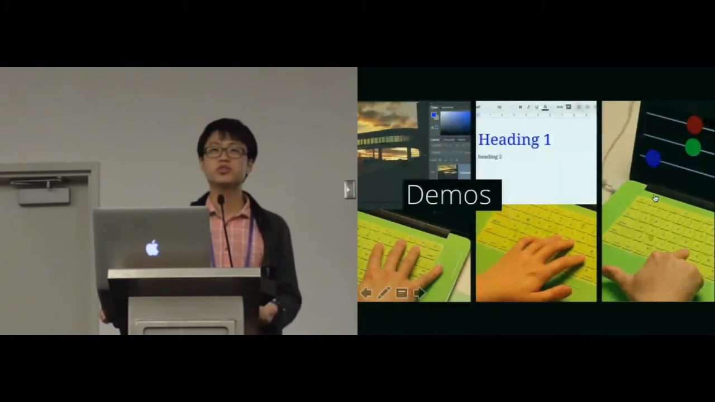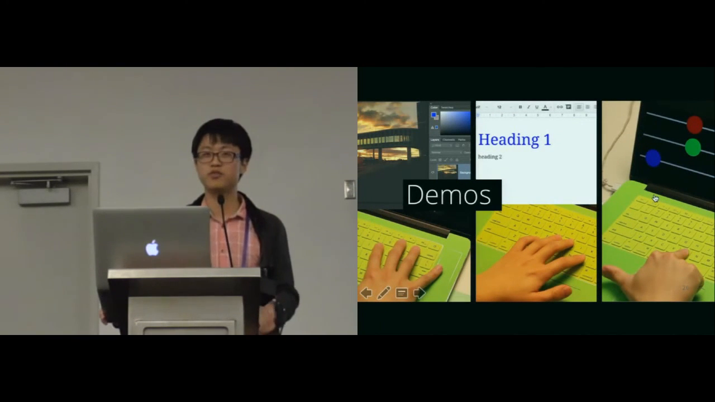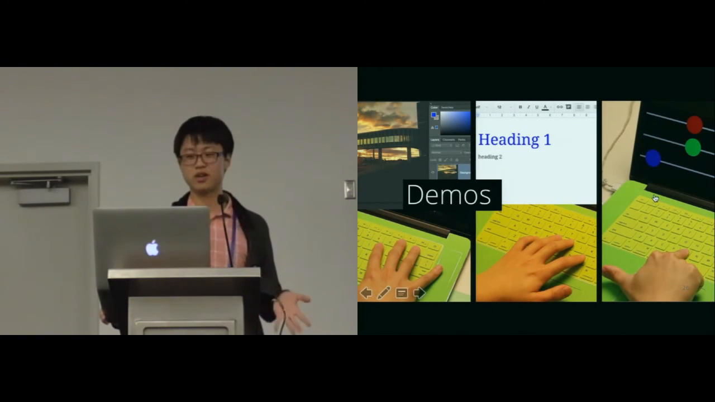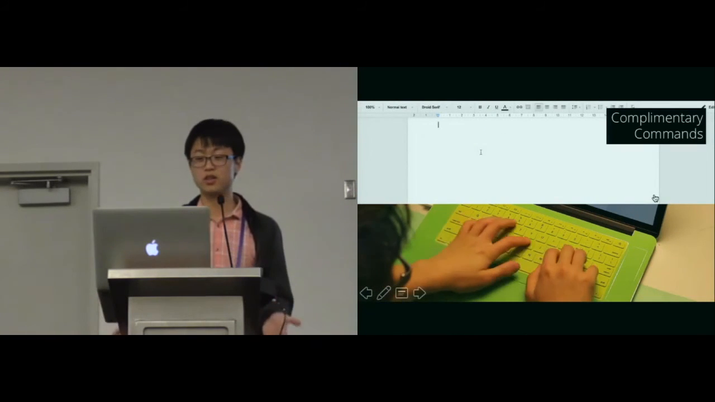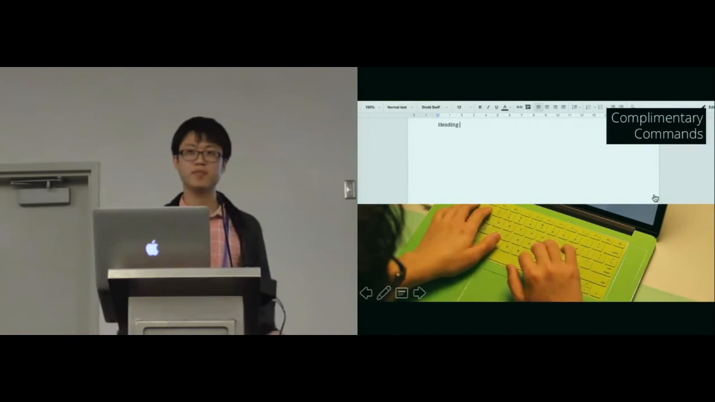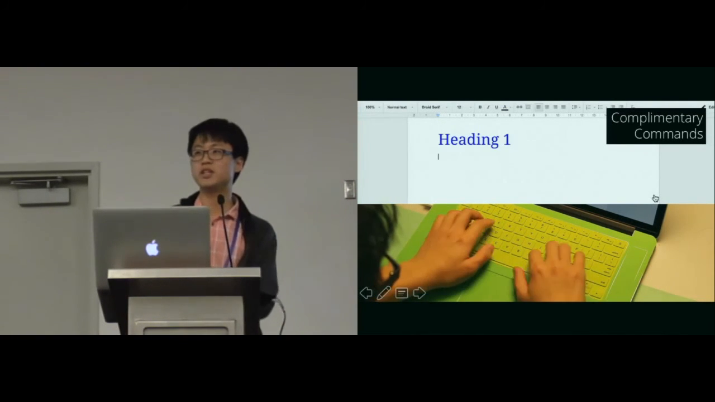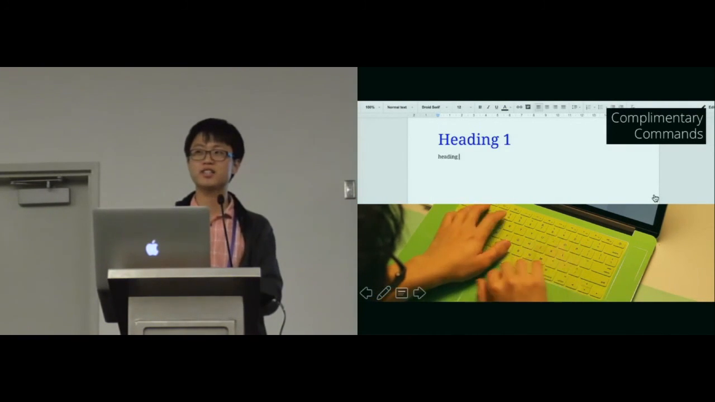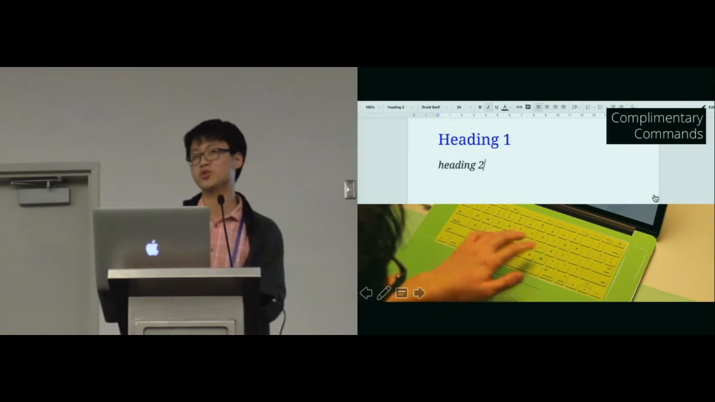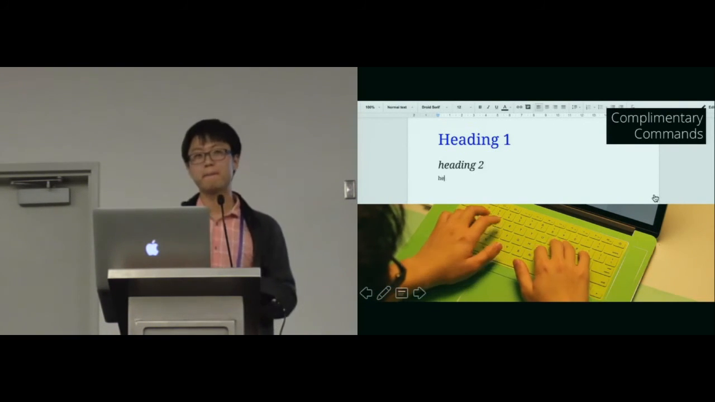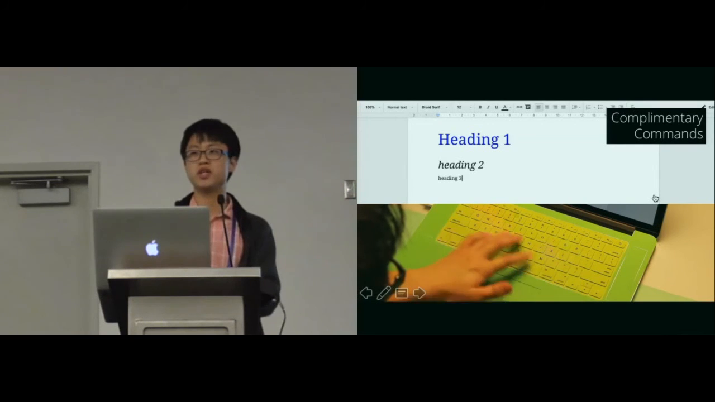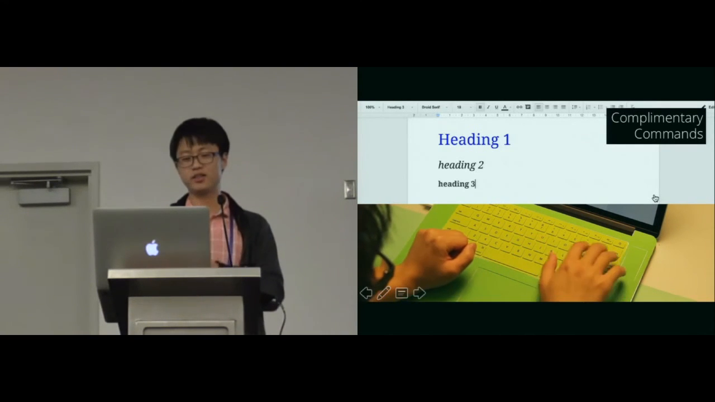So finally, I'm going to show you some demos using Photoshop and Google Docs and some other ideas to show how we can map commands to FingerAware shortcuts. The first idea is called complementary commands. You can overload a family of commands, such as changing the heading style to heading 1, heading 2, heading 3, or returning to normal text, by pressing the same H key with the index finger, middle finger, and ring finger.